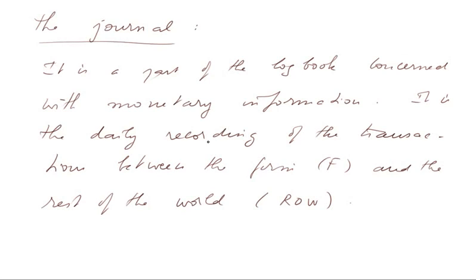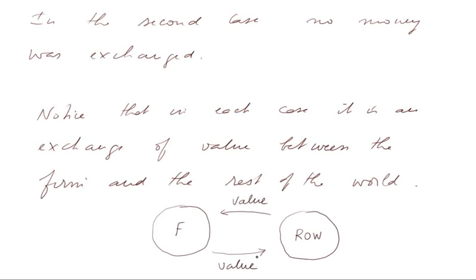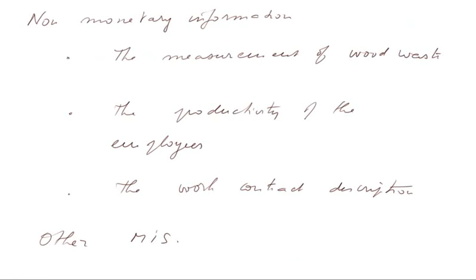So it is the daily recording of the transactions between the firm, F, and the rest of the world that I abbreviate by ROW, and that I will often represent like this. That is the representation of a transaction, that is an exchange of value, for values, if you prefer, between the firm and the rest of the world, and both have the same monetary measurement.